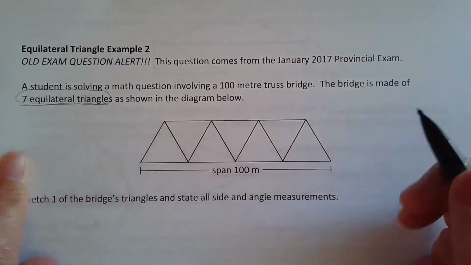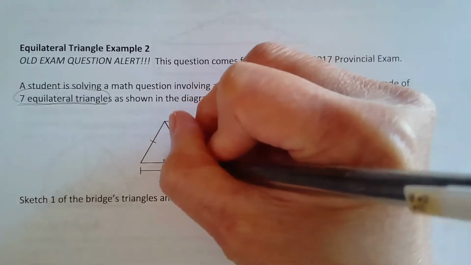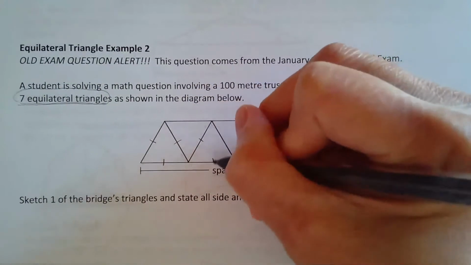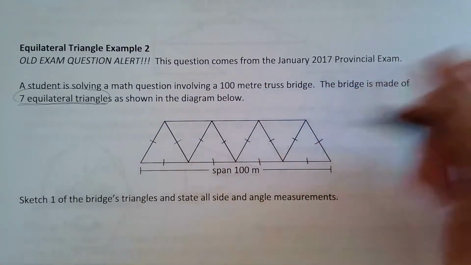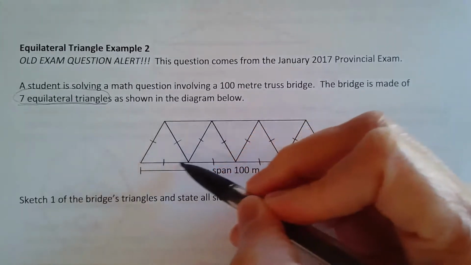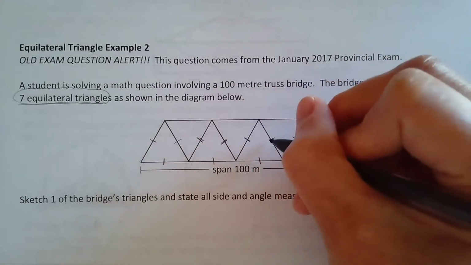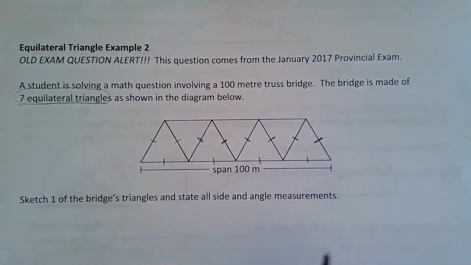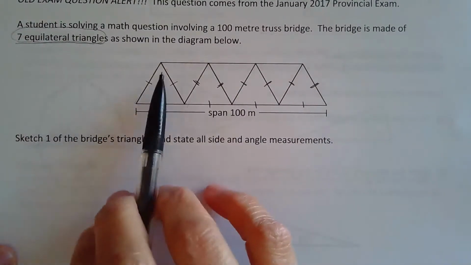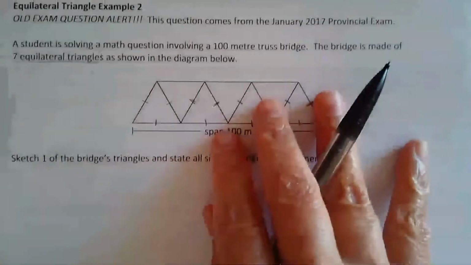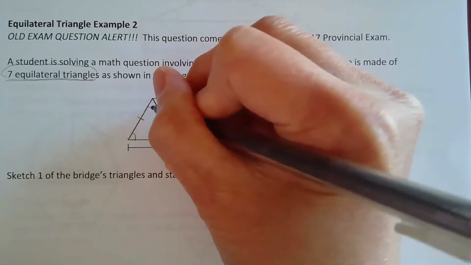7 equilateral triangles. Because they're equilateral, this, this, and this are all equal. So all of these sides are equal. We don't know what their sizes are. All we know is that they're equal. Because all of the sides are equal and this is equilateral, that means all of the angles are also equal.